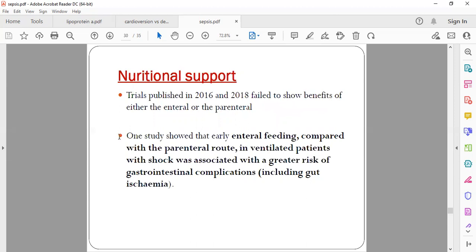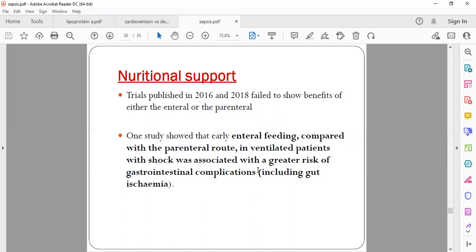Nutritional support. One study has shown that enteral feeding, like passing a Ryle's tube or oral intake of food, compared with the parenteral route in ventilated patients, was associated with a greater risk of gastrointestinal complications. Because what happens during sepsis is that the body tries to direct blood to the organs which are very much required, like the heart, kidneys, and brain. They are trying to preserve those organs initially. So there is decreased flow to the GI system.